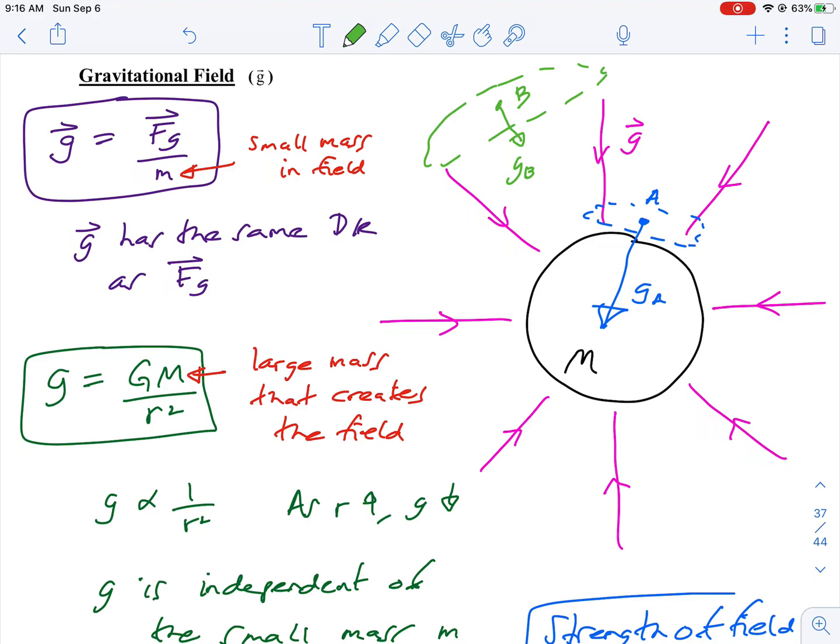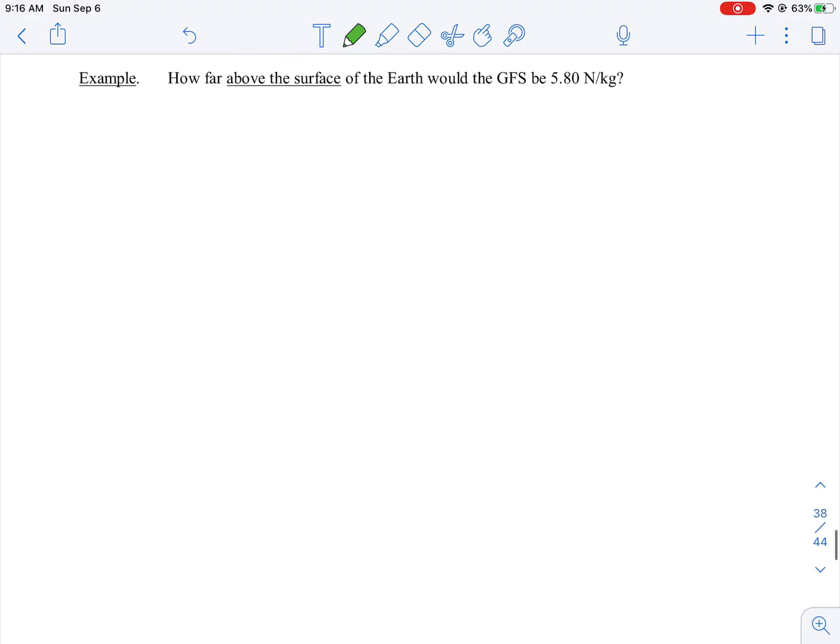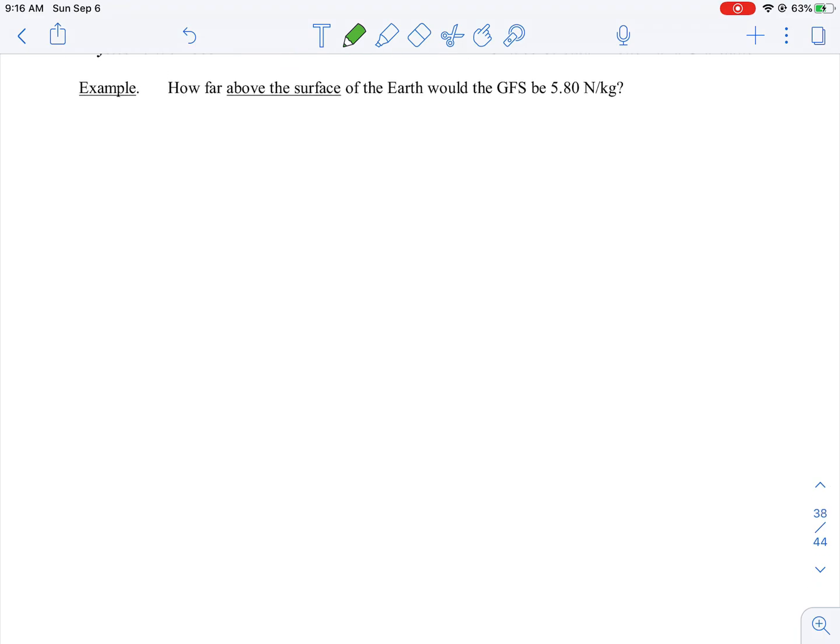Good? Okay. So let's do a question involving gravity. So what we want to do is find out how far above the surface, as we've really highlighted this phrase, how far above the surface of the Earth would gravity be 5.8 newtons per kilogram? Remember, if you see GFS, gravitational field strength, that's also called little g.